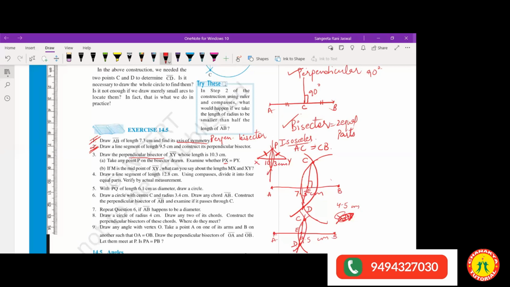Be quick in your work and then you have to write the steps of construction also. In exam, you have to be very quick. Since you have a lot of work here, you have to make the figure also, you have to write the steps of construction also. Within 3 minutes, you should be able to complete this question, the construction and the steps. Not more than 3 minutes.